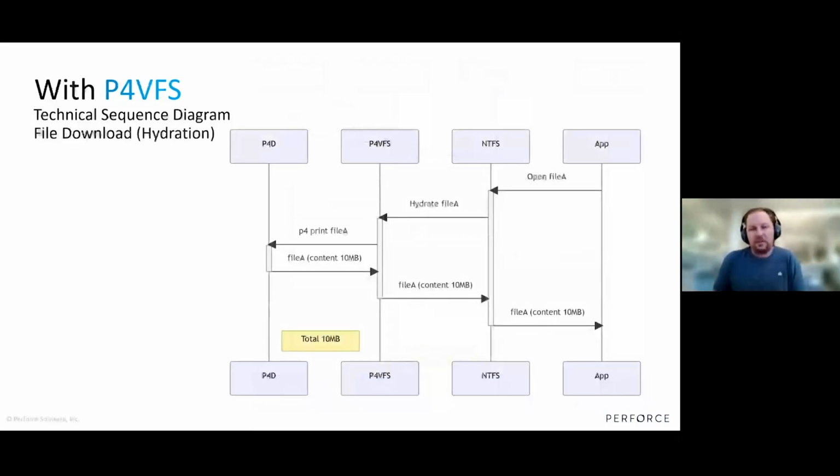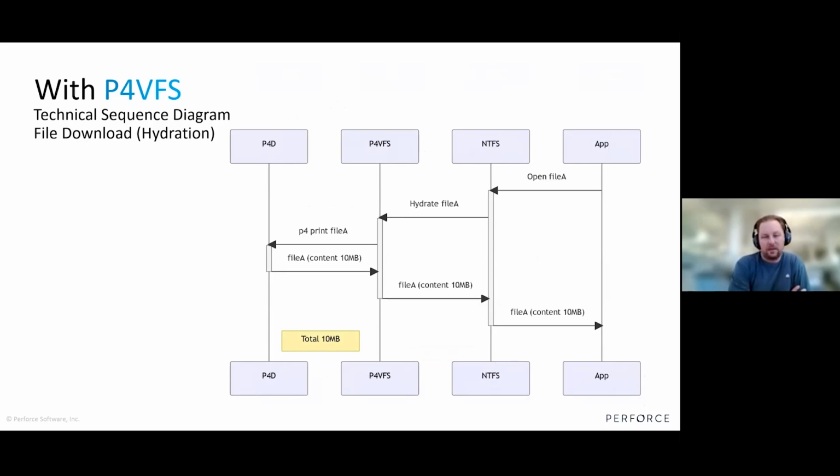Now, the interesting part is when we actually need to hydrate or download the actual file content. So in this case, you've got some app. This app could just be Windows Explorer. It could be P4. It could be P4V. Again, it could be a custom client. It doesn't matter what it is. Somebody is doing an operation that requires that local file content to be delivered.